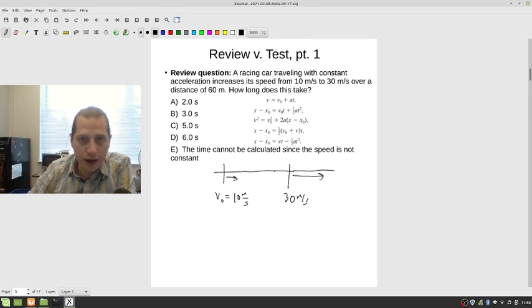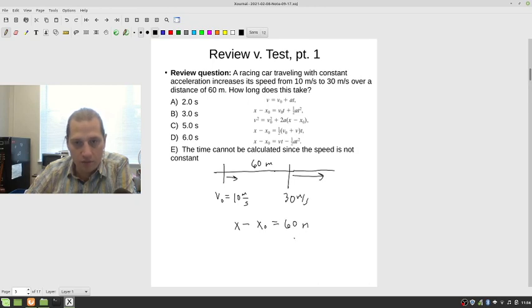And I asked you how long this took. This was over a distance of 60 meters, so x minus x naught would be 60 meters. Alternatively, you could put x naught equals 0, x equals 60 meters. And then it asks how long would this take?